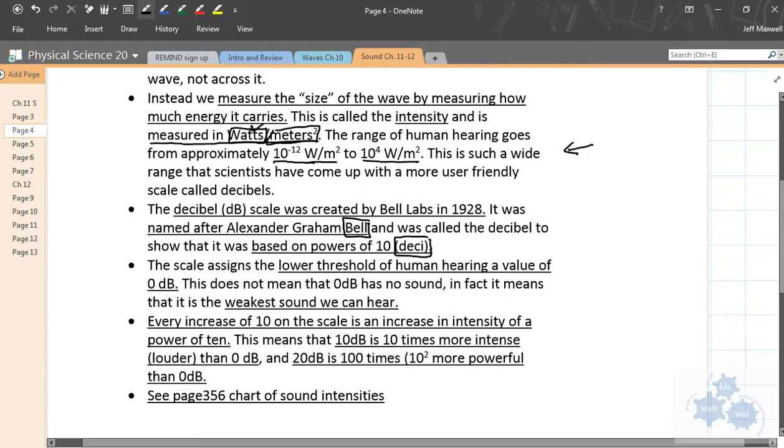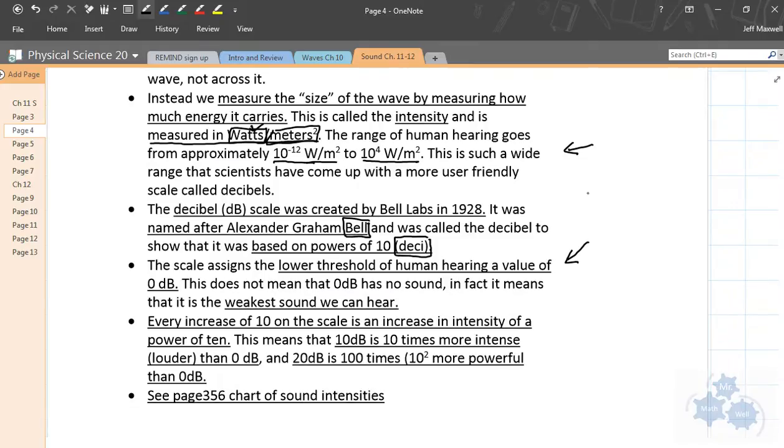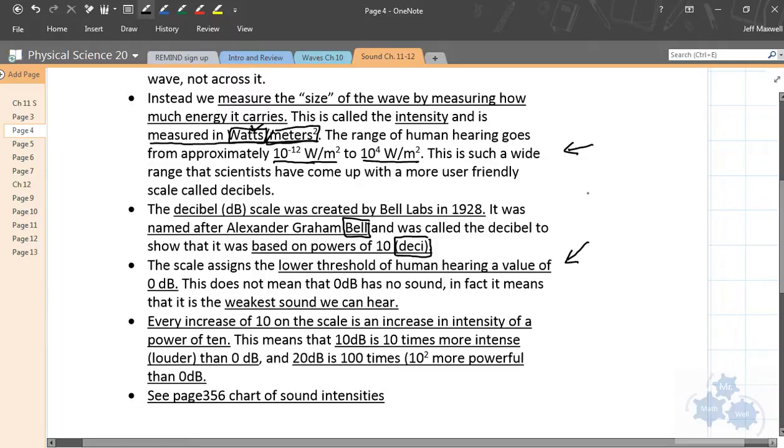The scale assigns the lower threshold of human hearing a value of 0 decibels. So what this means is the quietest sound that a human person would be able to detect in their eardrum, right? The lightest pressure, the quietest sound would be 0 dB. That's the threshold. So after 0 dB, you start registering, your brain starts saying, hey, I hear something. Now, for most of us, we can't hear things that are at 1 dB. Like, it's too quiet, right? But that's sort of the threshold of where things would start.